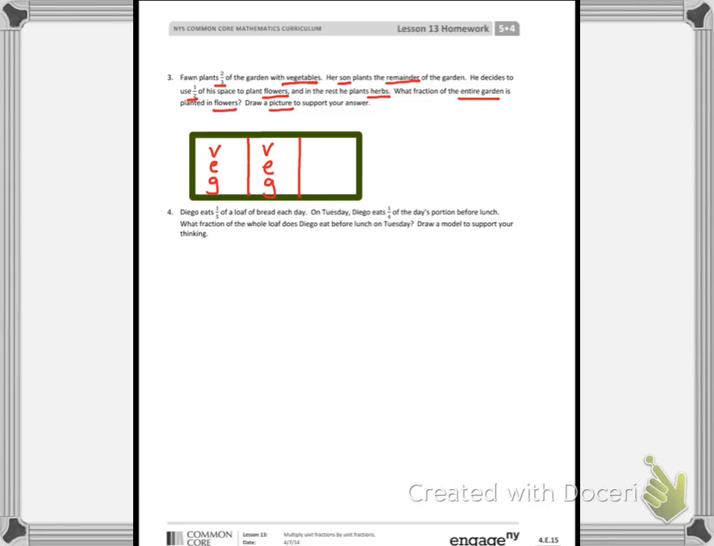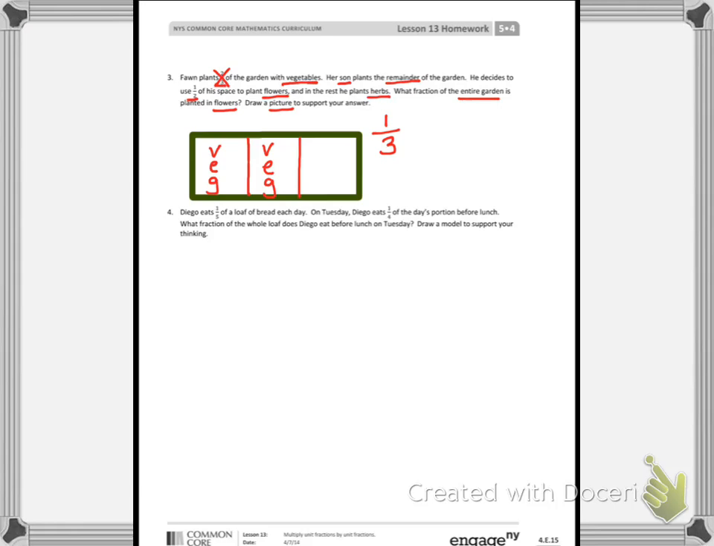But we're not worried about her. We're worried about her son, and he's using the remainder of the garden. So he's using only one section of the 3. So this 2/3 might confuse you, but we're not looking at her. We're looking at the son who's using 1/3 of the garden.